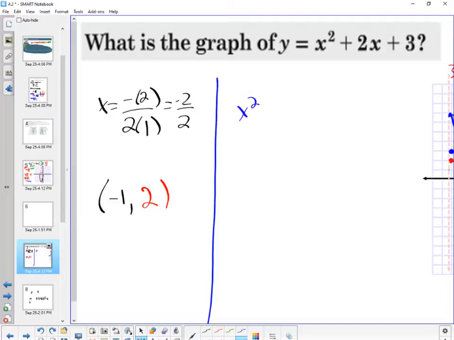I've got x squared plus 2x equals -3. Do I want to do that? No, I don't. Here's what I want to do. y equals x squared plus 2x plus 3.